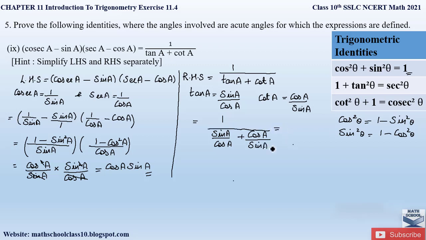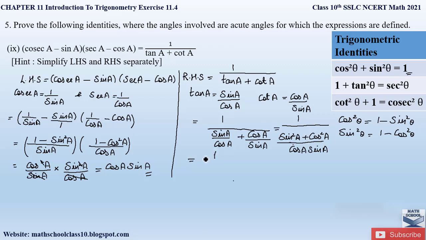Now here we can take the LCM in the denominator. Our LCM in the denominator will be cos A into sin A, and the numerator will be sin A into sin A plus cos A into cos A. So cos A and cos A get cancelled and we are left with sin square A, plus similarly sin A and sin A get cancelled and we are left with cos square A. Here again we have obtained sin square A plus cos square A, where we can use our first identity, cos square theta plus sin square theta is equal to 1. So sin square A plus cos square A will be equal to 1.